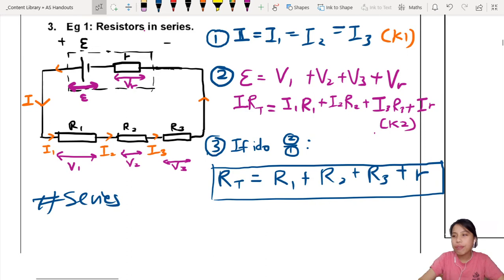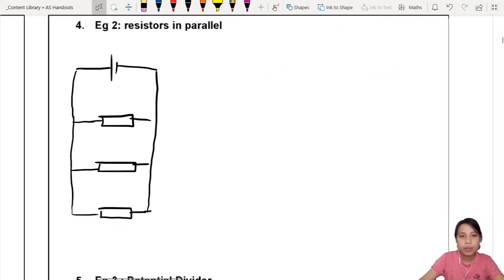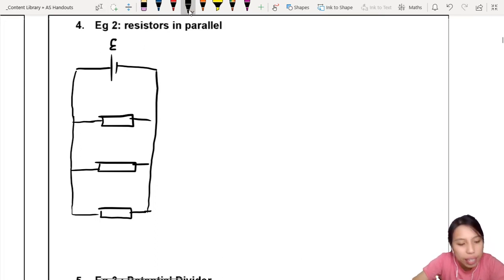Now, what if you have resistors in parallel? How do you derive the equation to calculate that? Okay, this is the other one. So, same thing, we have EMF, battery. I'm lazy to include the internal resistance, so for now, let's just look through this, okay? So, we have E, and the current will come out of the battery. Let's call this I.